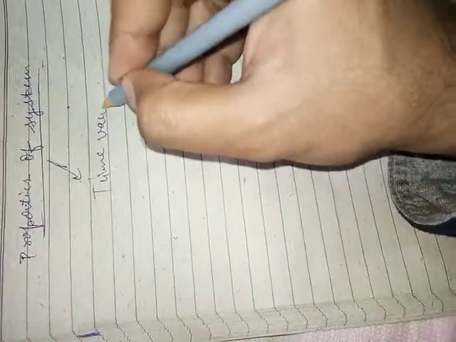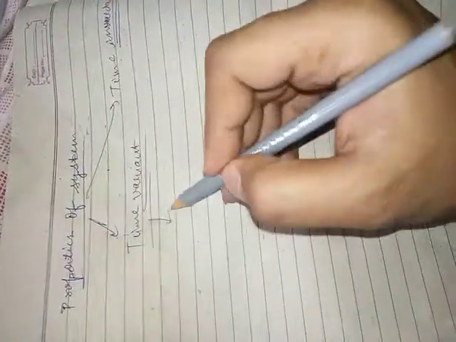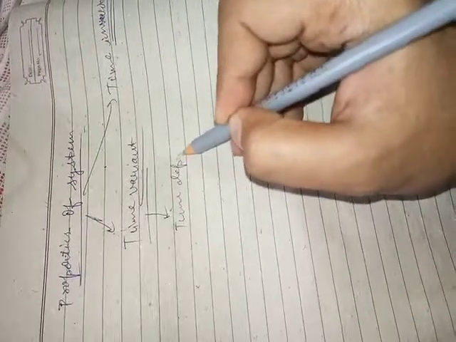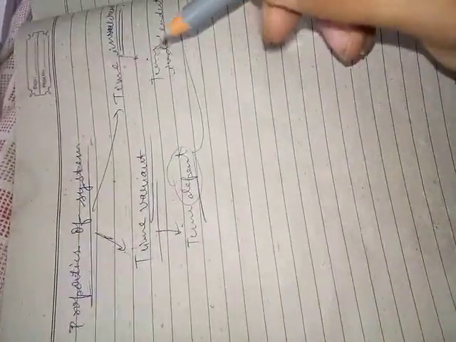Now, the properties of a system: we have time variant, and obviously time invariant. Time variant is time dependent, whatever it is, and time invariant is time independent.